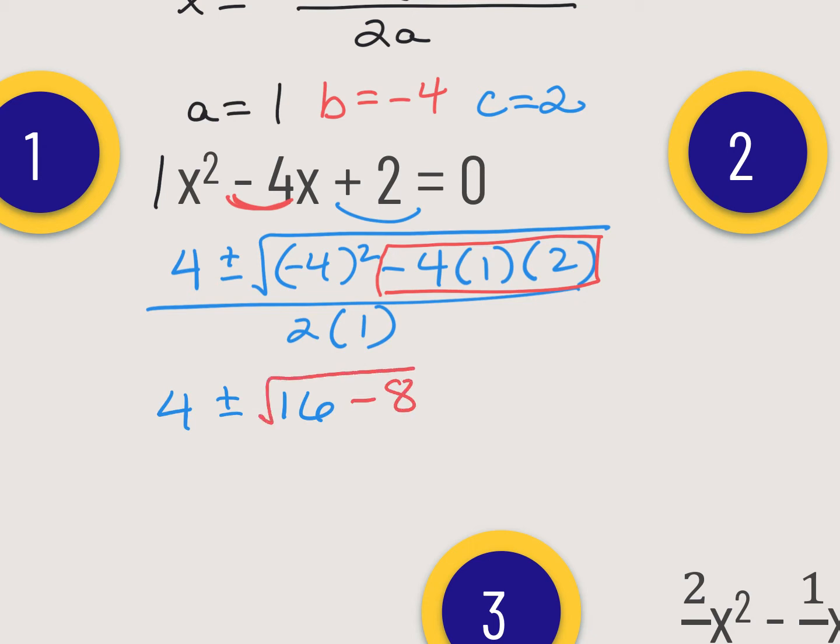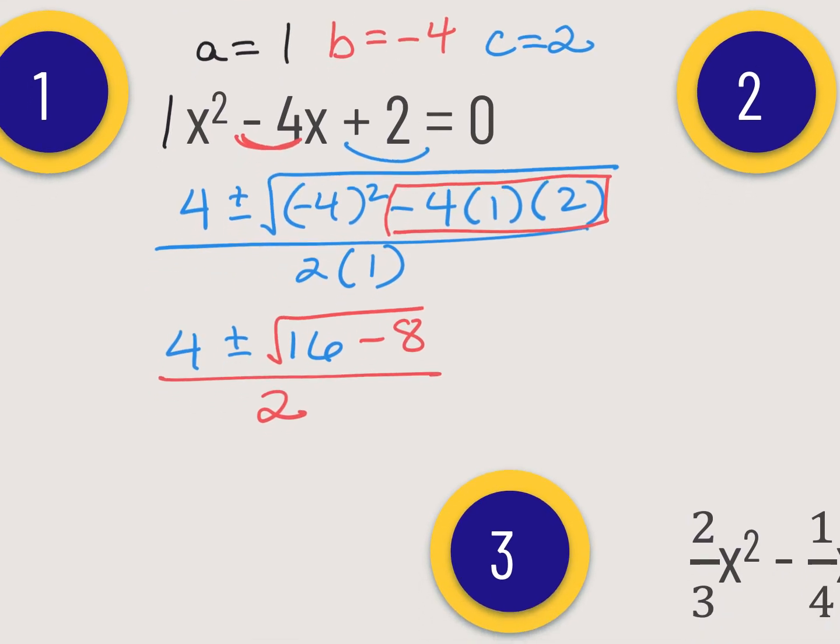That's just my preference. If you'd rather treat it as a positive 4, and then remember this subtraction sign is still there, you can do that as well. And then 2 times 1 is 2. I now need to subtract what's under the radical. 4 plus or minus the square root of 16 minus 8, which is 8, over 2.